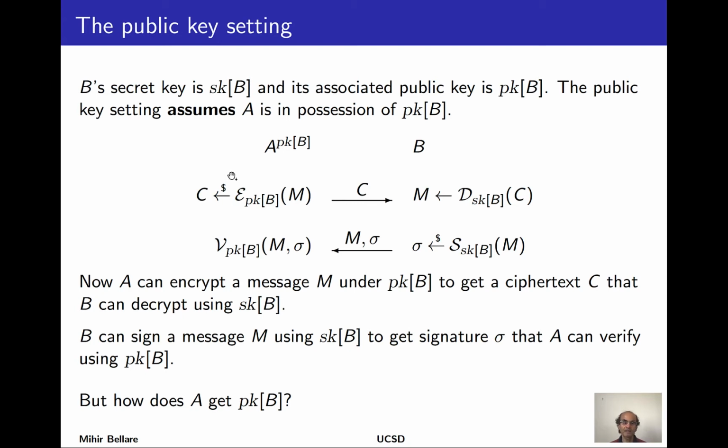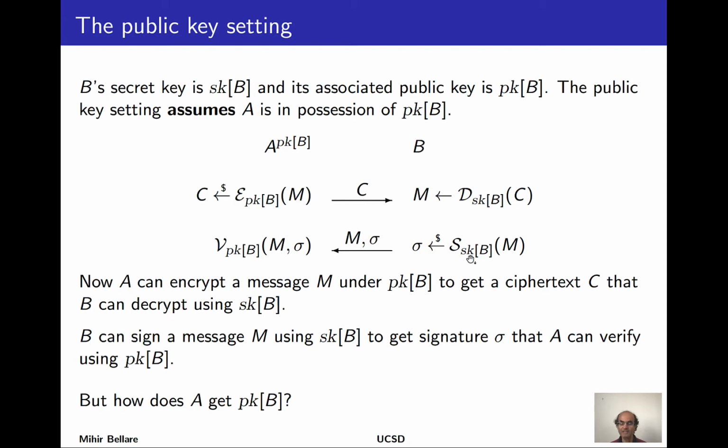Once that is in place, all the different nice primitives that we defined and designed can come into play. For example, A can encrypt under B's public key a message M and send the ciphertext to B, and B can then decrypt it using the secret key associated to its public key, recover the message. And this will provide privacy in various forms like IND-CPA, IND-CCA.